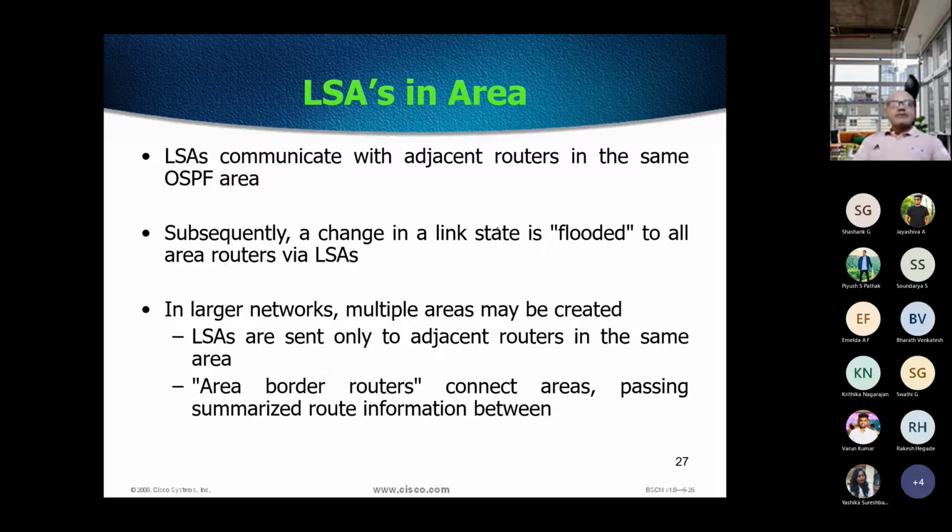LSAs, link state advertisements, communicate with the adjacent routers in the same area. Subsequently, any change in the link state is flooded to all the routers in the area via LSAs. If there are any changes, it will create a new LSA and update all neighbor routers. In a large network, multi-area may be created. LSAs are sent only to adjacent routers in the same area, which is connected to the same area, guys.